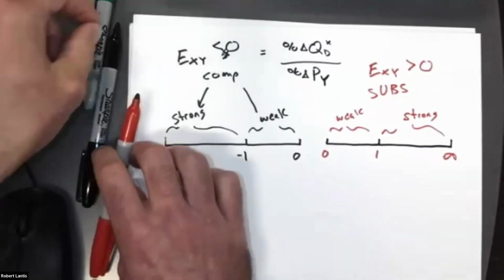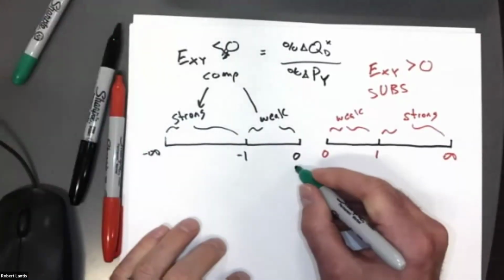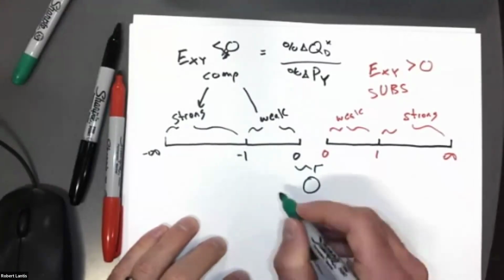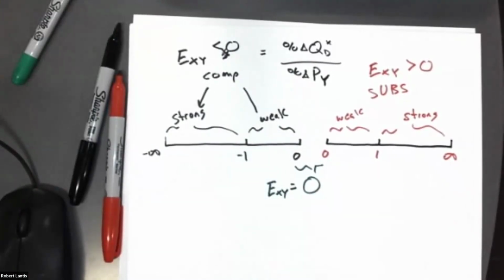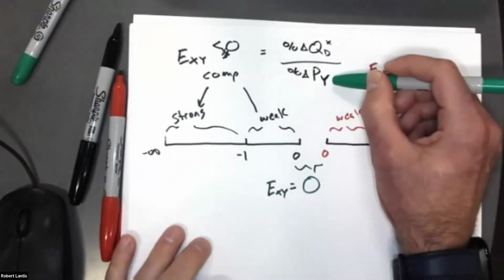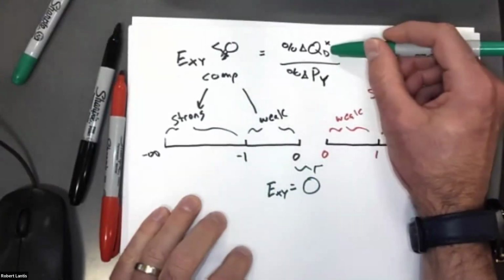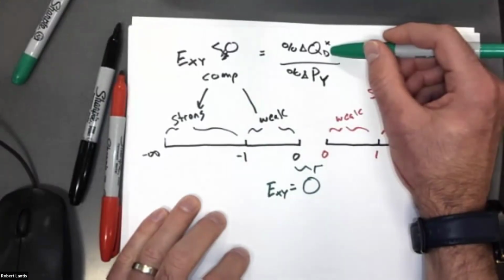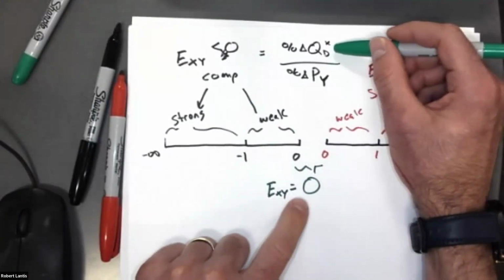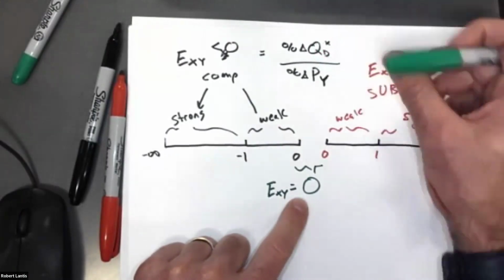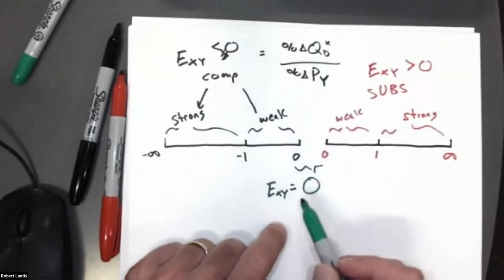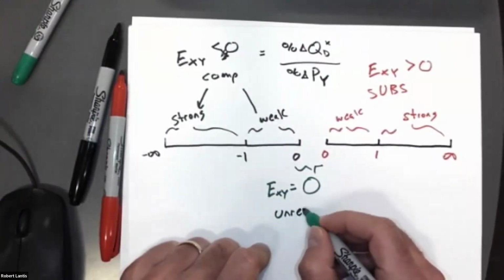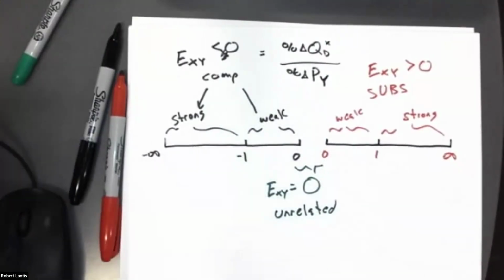Now, what if I had a cross price elasticity of exactly 0? What would that tell me about the two goods? When there's a change in the price of good Y, what would the resulting change in the quantity demanded for good X have to be? Well, the only way this fraction is 0 is if that numerator is 0. So that means the price of good Y changing doesn't impact good X at all. These would be completely unrelated goods.